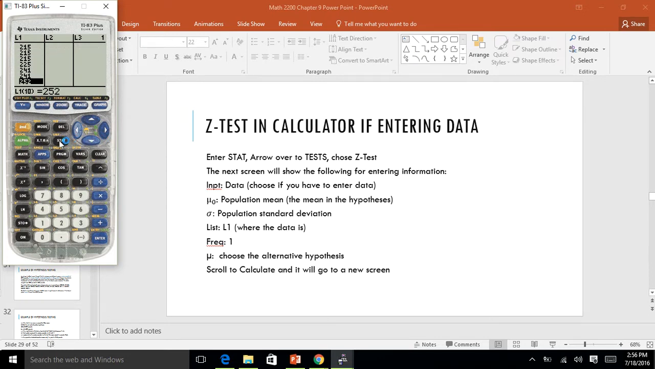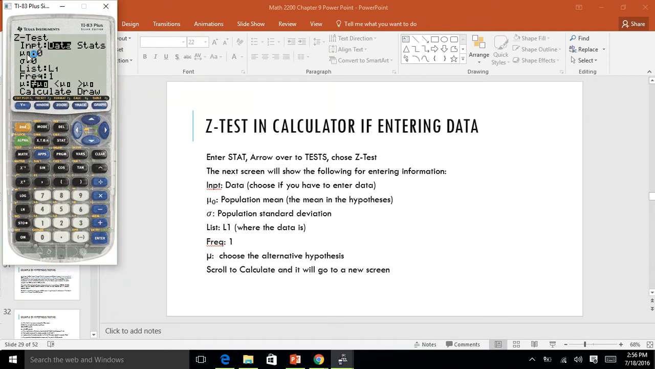And then the next thing I'm going to do is go over to Stat, scroll over to Test, and then hit Enter for z-test. Because I have data, I'm going to click where the data is flashing and hit Enter. And then I keep scrolling down and put my information in.